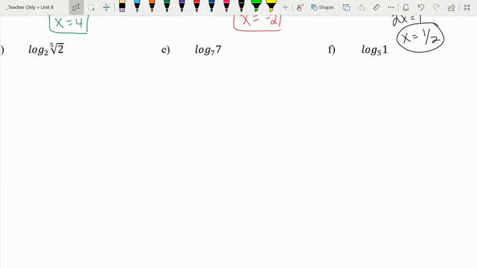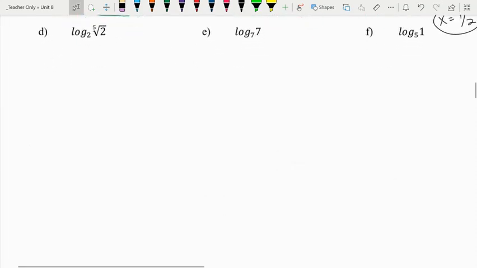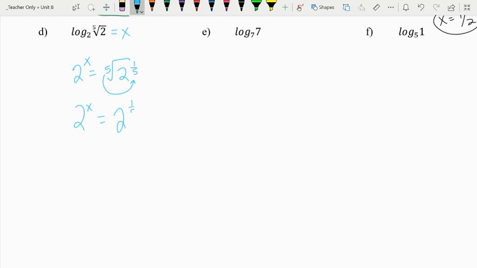All right, so I encourage you to pause this and try these 3, and I am going to just write out each one of these pretty quickly. So letter D, you'd have 2 to the x equals the 5th root of 2, which you might have needed to rewrite. Remember, we can take that 5 and put it in the denominator. So this is really 2 to the 1/5, which means x equals 1/5. The next one, we have x to the 7th equals 7, which means x would have to equal 1. Again, if there's nothing written there, it would be a 1.